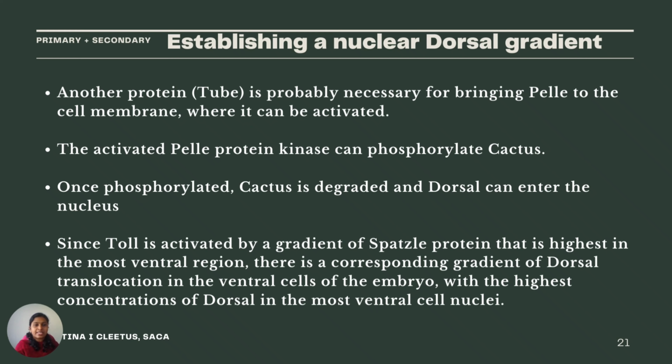Since the Toll is activated by a gradient of spatzle protein that is high in the most ventral region, there is a corresponding gradient of dorsal translocation in the ventral cells of the embryo, with the highest concentration of dorsal protein in the most ventral cell nuclei.